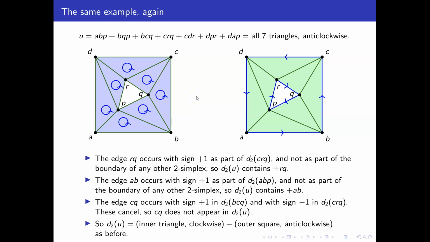So the conclusion is that we only did one of the inner edges, RQ, but they all work the same way. So you get all these edges on the inner triangle circulating clockwise. And similarly, all the outer ones behave the same way as AB. You get them all once anti-clockwise, and so we get D2U is the inner triangle clockwise and the outer square anti-clockwise, just as on the previous slide.